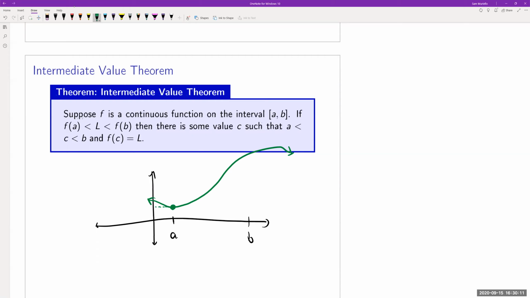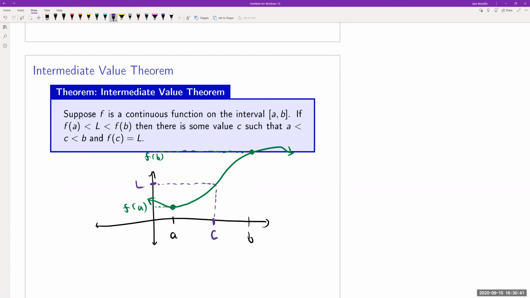Right here is f of a. Right here is f of b. And then there's some number L in the middle. If f is continuous and has this property, then there is some number c where f of c is equal to L.